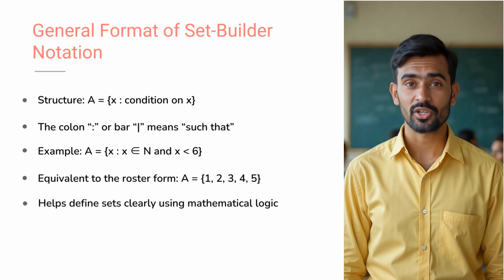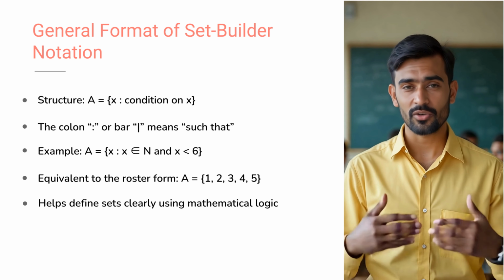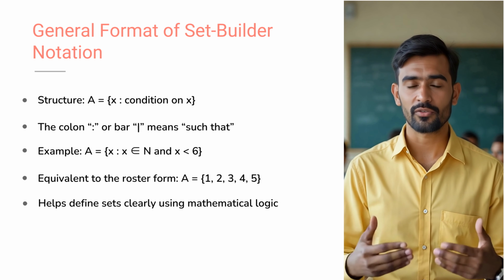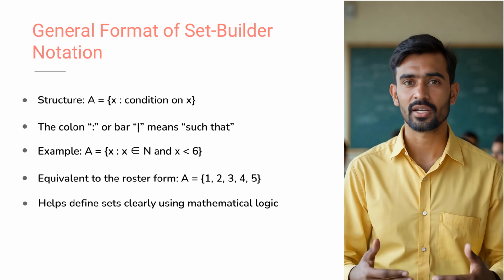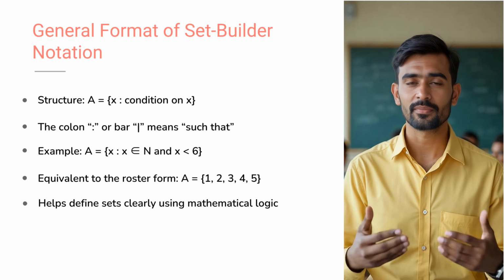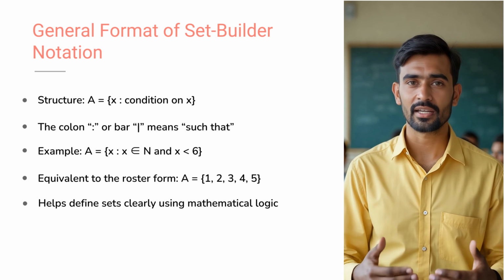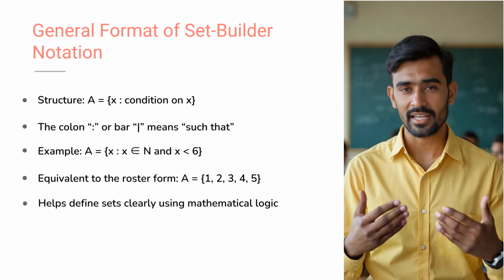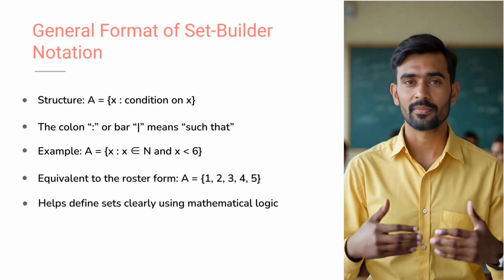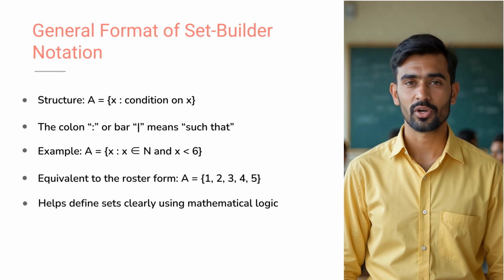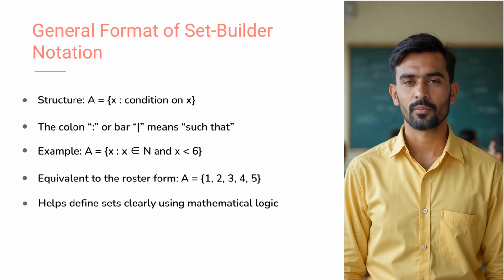Here's the general structure of set builder form. We write A equals the set of all x such that x satisfies a certain condition. This is written as A equals braces x such that x satisfies a condition. You can also use a vertical bar instead of the colon. Both are read as "such that."